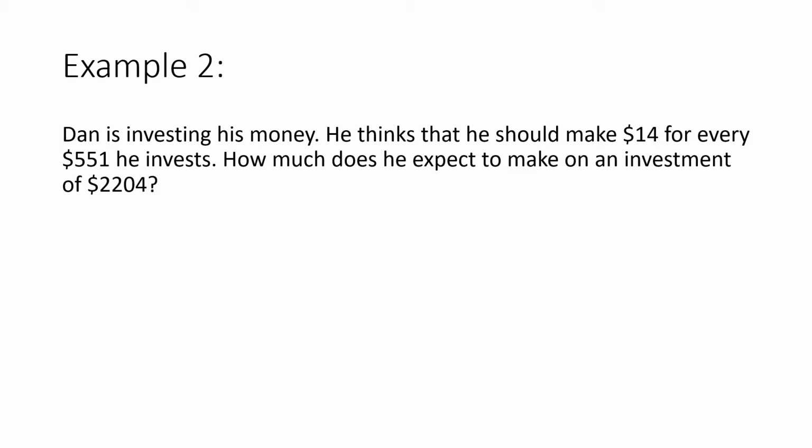Dan is investing his money. He thinks that he should make $14 for every $551 he invests. How much does he expect to make on an investment of $2,204? What I'm going to do is set up a proportion, and I'm going to be solving for x. So I'm going to put $14 over 551 because that's how much he made on the $551 investment. And we're trying to find how much money he could make on the $2,204 investment.